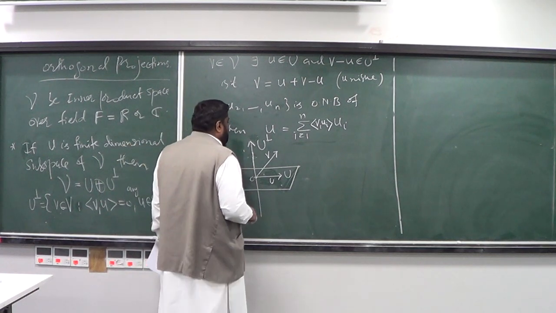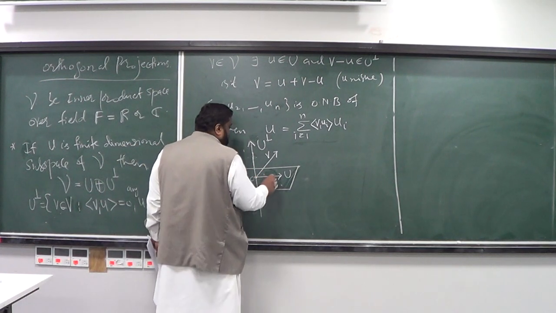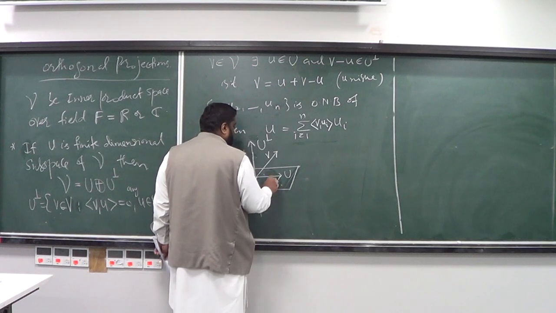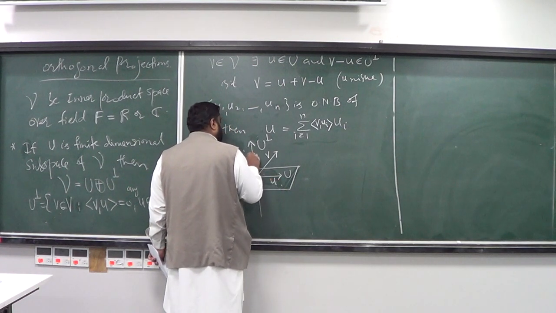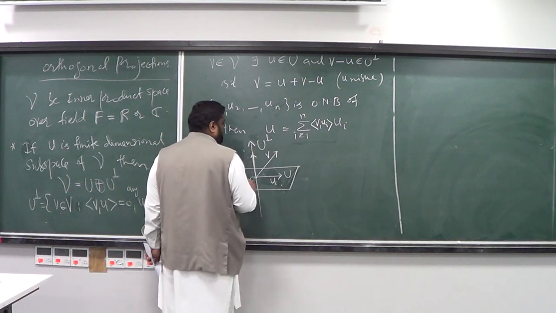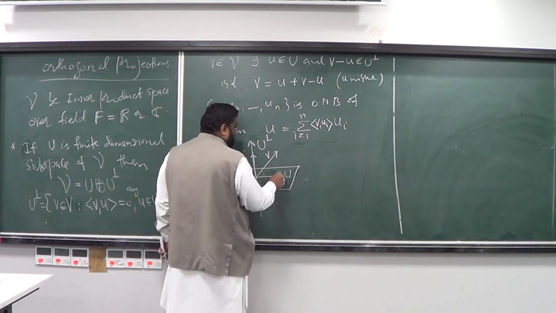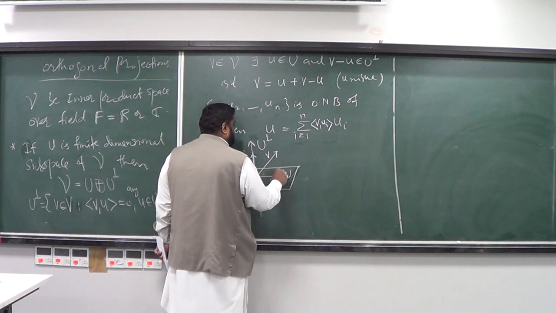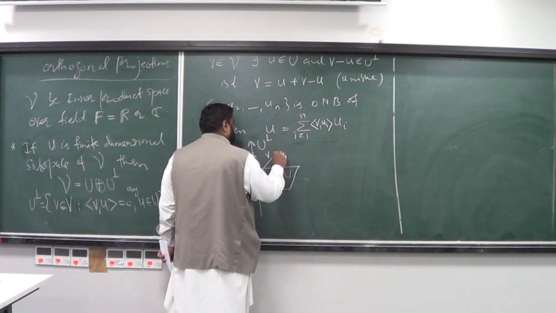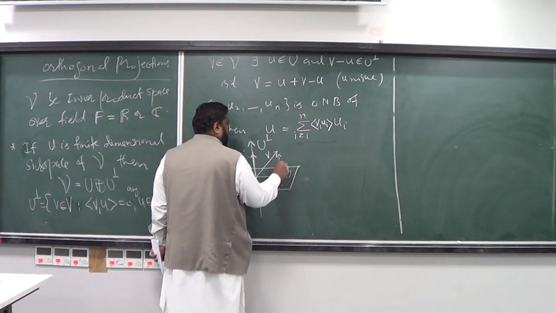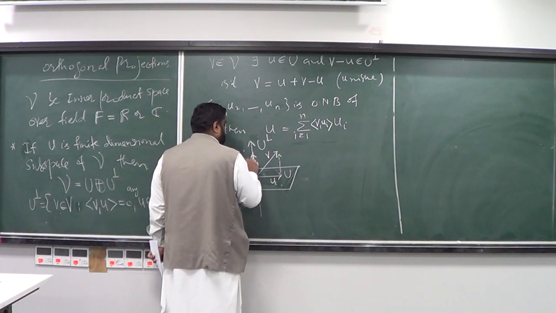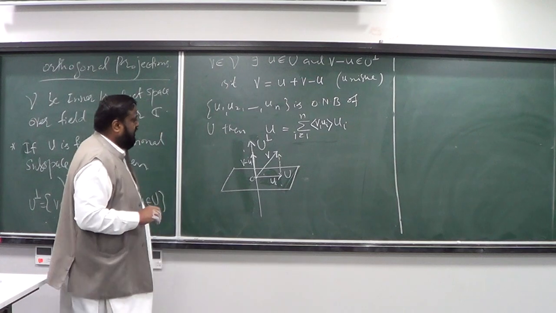Okay, so this is U. So where is going to be the V minus U vector? If this is the U vector, then V minus U is going to be a vector that is orthogonal to this. So if this is U and this is V, then this vector is V minus U.